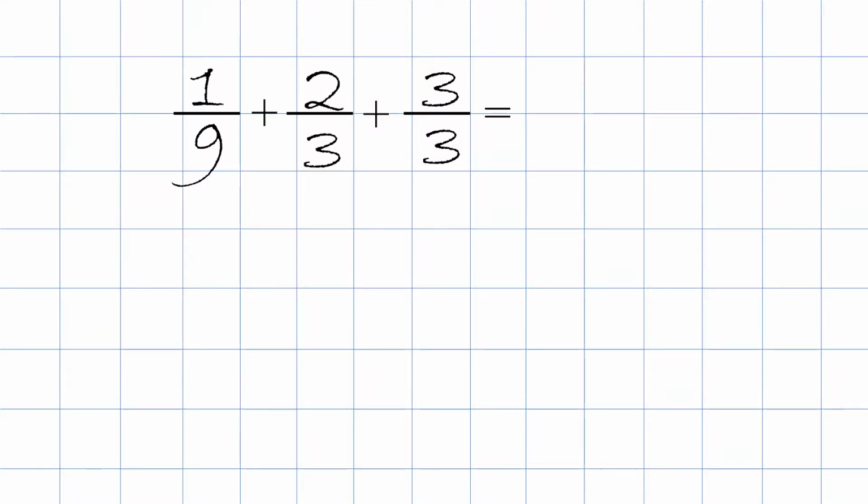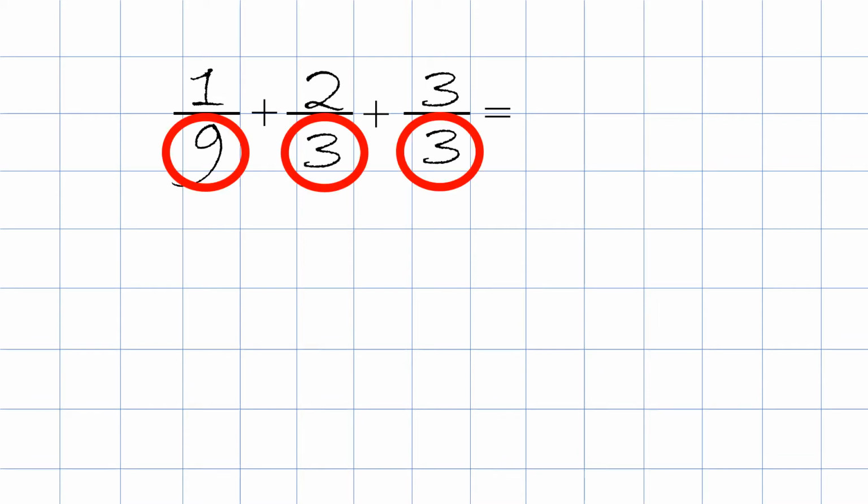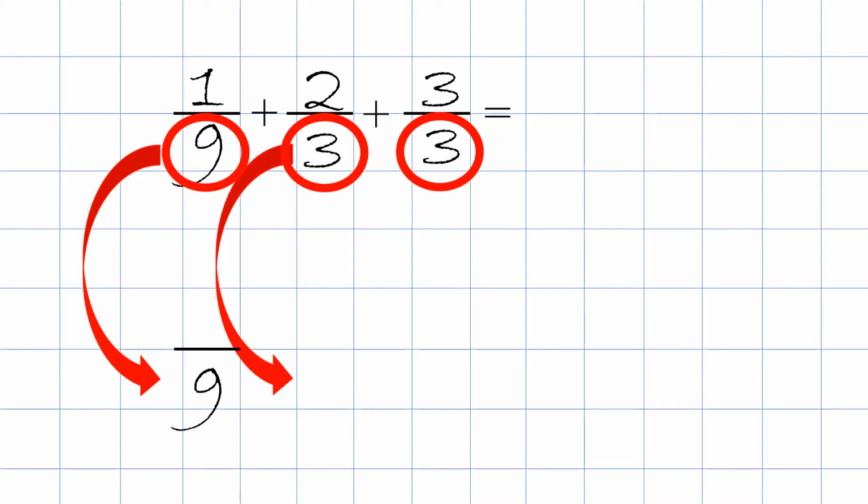We have 1/9 plus 2/3 plus 3/3. And once again, we have to make the denominators all the same. So when we look at 3 and 3, we know that 9 is a common multiple. So we're going to take the first, the 1/9, and bring down the 9, draw the little line. The 3, we're going to multiply it by 3 to make a 9. So once again, we bring the 9 down here, draw the little line.